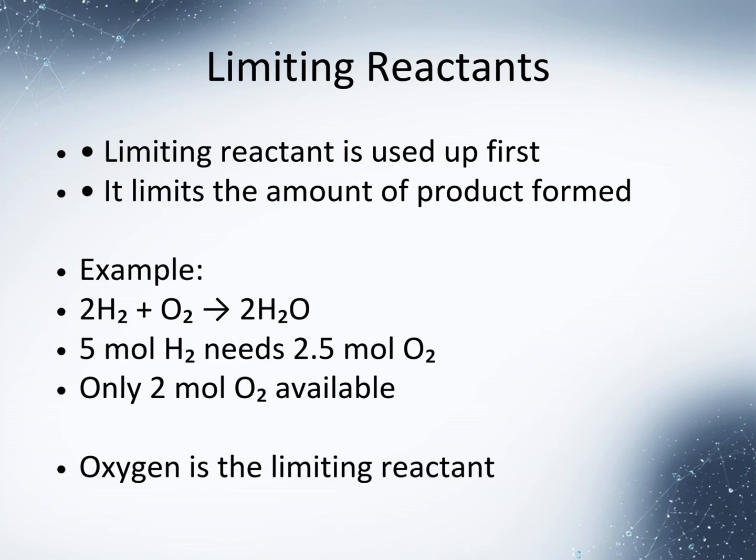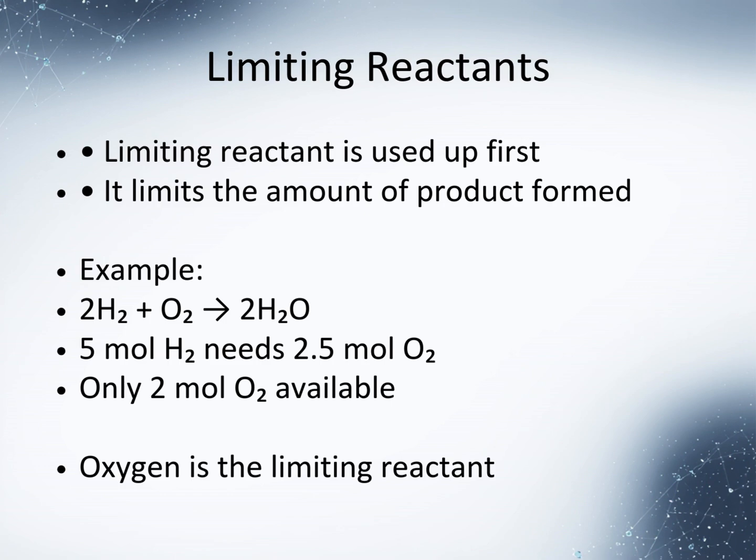The example that I've shown you here is 2H2 plus oxygen, which is O2, gives us 2H2O. Now, the molar ratio here between hydrogen and oxygen is 2 to 1. So if you've got 5 moles of hydrogen, how much oxygen do you need? If I've got 5 moles of hydrogen, I need half the amount of oxygen because it's a 2 to 1 ratio, 2.5 moles.